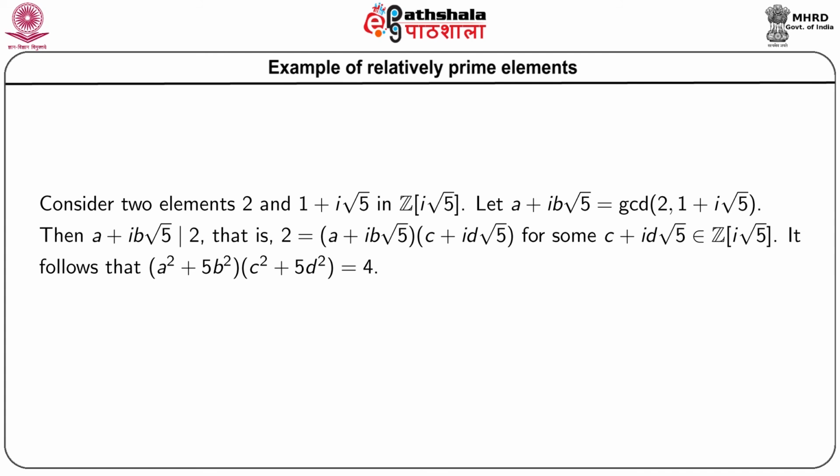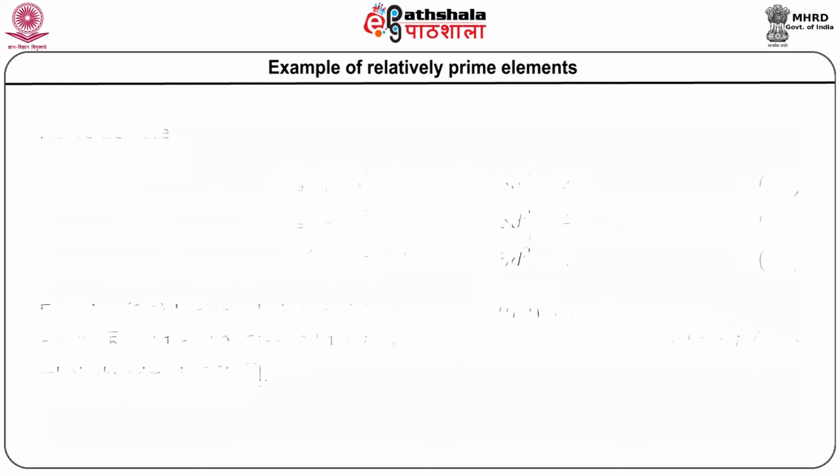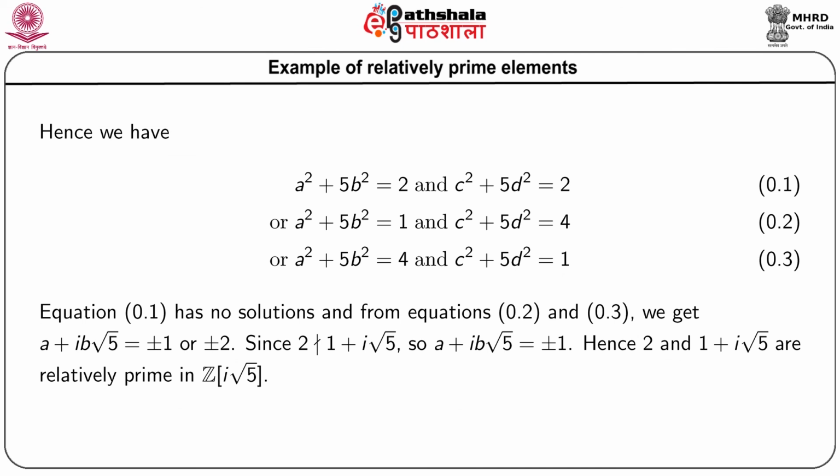Since both a square plus 5b square and c square plus 5d square are positive, the possible values of a square plus 5b square and c square plus 5d square are as follows. But equation 0.1 has no solution in Z, and from equations 0.2 and 0.3 it follows that a plus i b root 5 is either plus minus 1 or plus minus 2. Since 2 does not divide 1 plus i root 5, a plus i b root 5 must be either plus 1 or minus 1. Hence, 2 and 1 plus i root 5 are relatively prime in Z[i root 5].